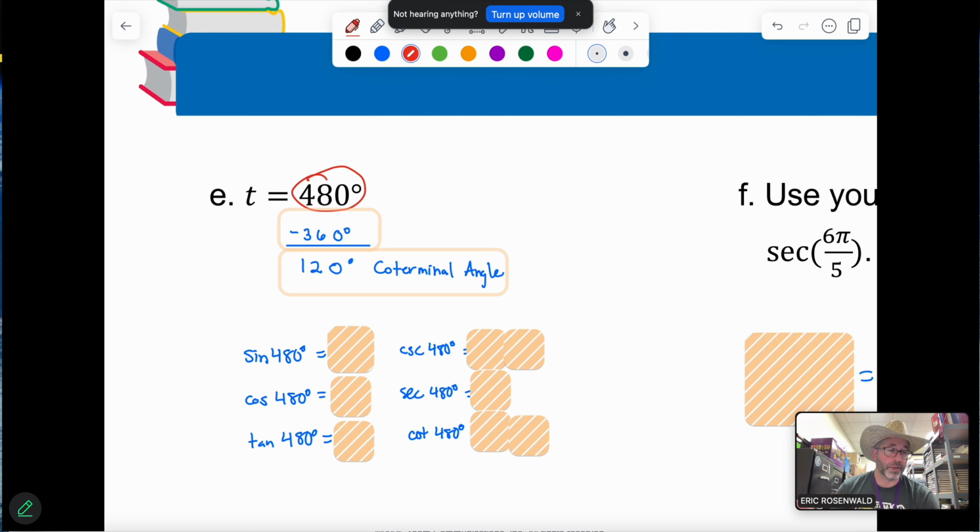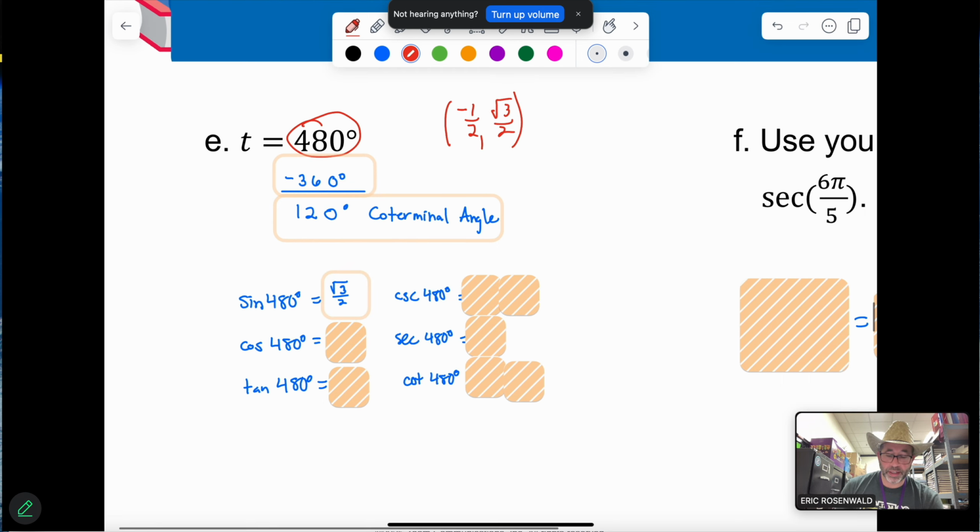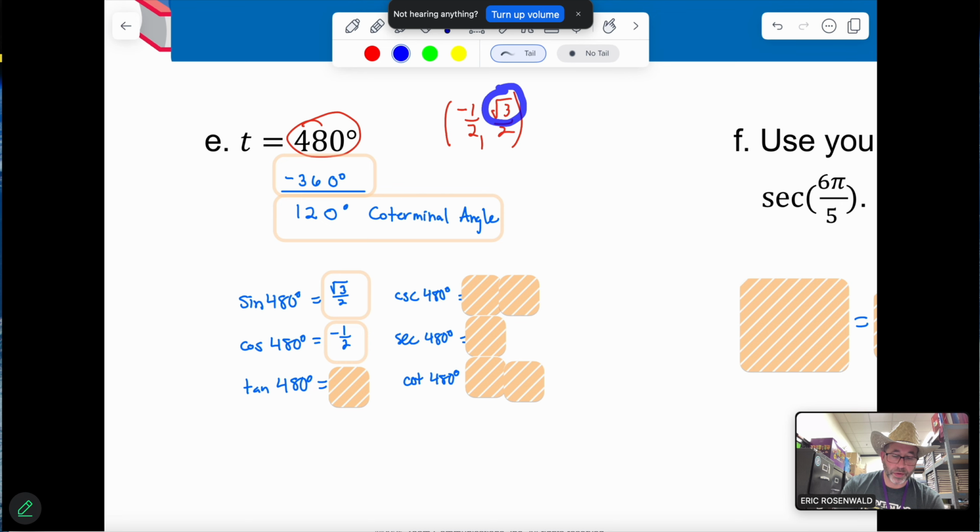They're coterminal. And so if we looked at 120 degrees, that coordinate is at negative 1/2 and then root 3 over 2. So the sine of 480 is that y value. The cosine is the x value. And then the tangent of this is, again, focused on the numerator, root 3 over negative 1, which will just be negative root 3.